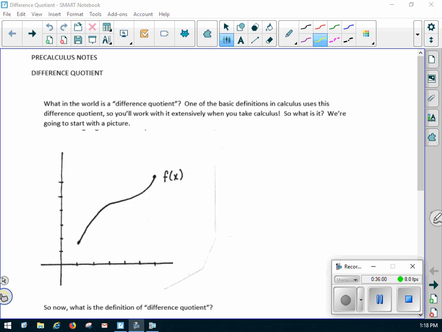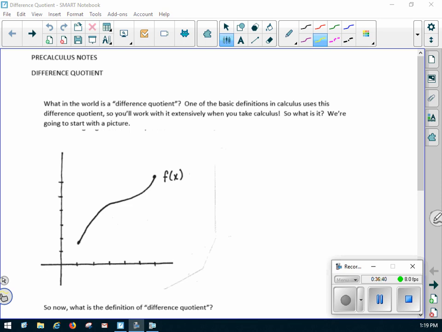All right. I want you to notice what the title is, difference quotient. Now, what in the world is a difference quotient? One of the basic definitions in calculus uses this thing called a difference quotient. So you're going to work a lot with it when you take calculus. If you're a junior, when you take AP, because you will, because I want you to and you want to, you will work with it a lot. It's easy. You better take AP calculus.